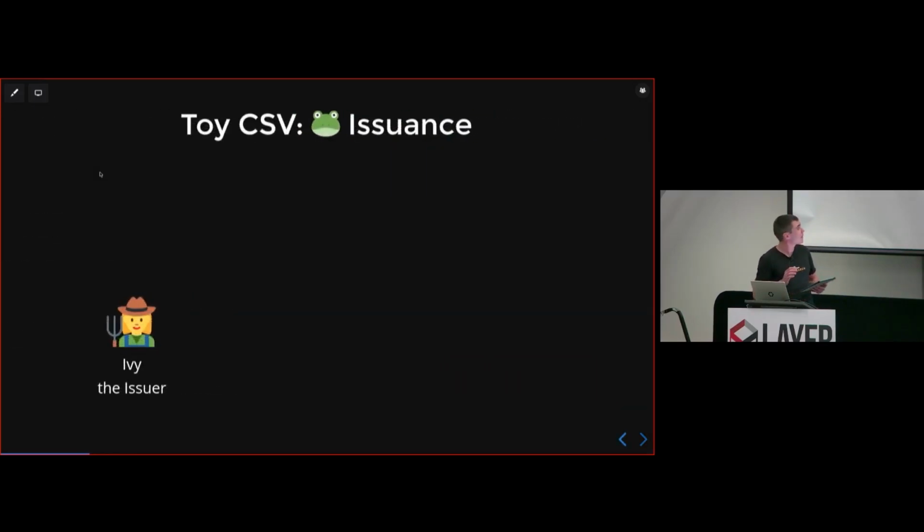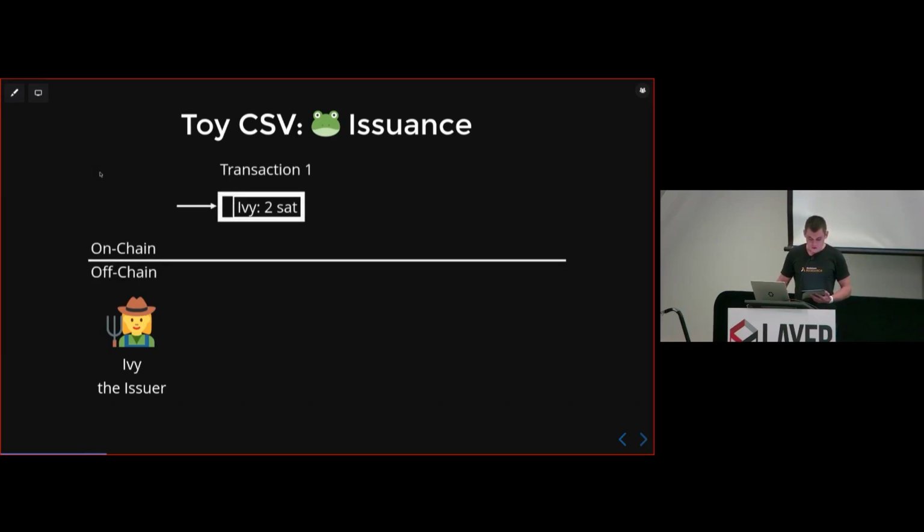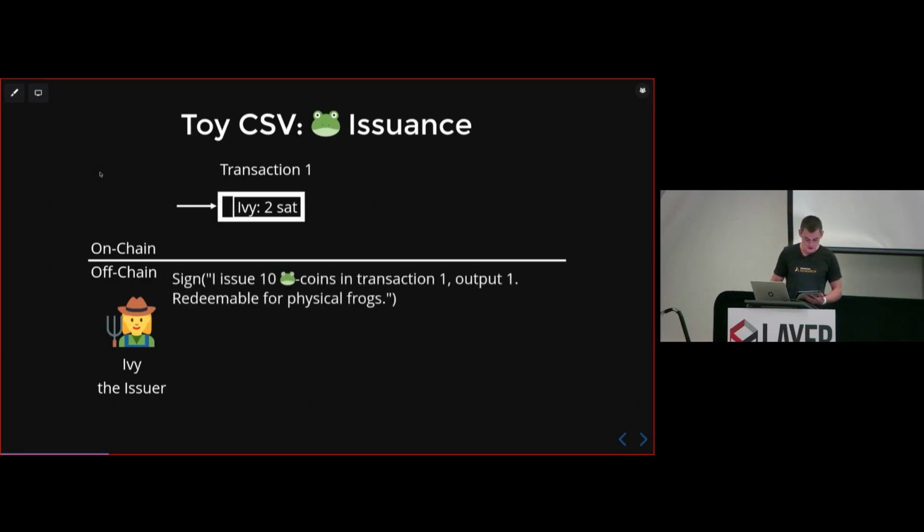So, in order to get a better understanding of the client-side validation paradigm, we start by building a toy CSV protocol. We have Ivy, the issuer, who wants to issue Froge coins. On the Bitcoin chain, Ivy has an unspent transaction output with two sats, and she signs a message, I issue 10 Froge coins in transaction 1, output 1, redeemable for physical frogs.